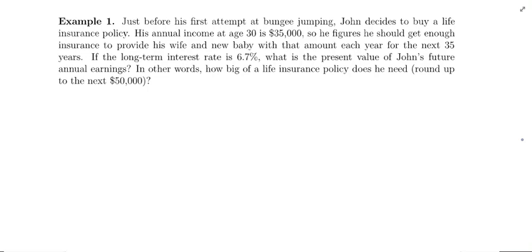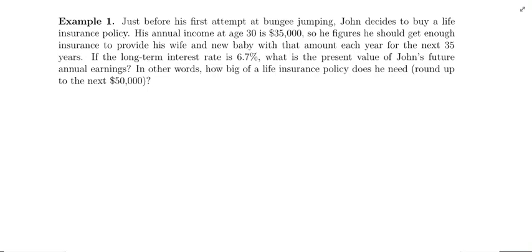So what's going on? He's 30 years old. His current income is $35,000. He wants his wife and child to be able to receive that same yearly amount for the next 35 years if something were to happen to him. So he needs to figure out how big of a life insurance policy he needs. And of course, his insurance agent is going to help him with this. But let's figure out how this works.